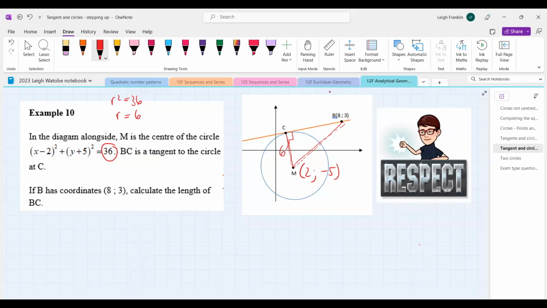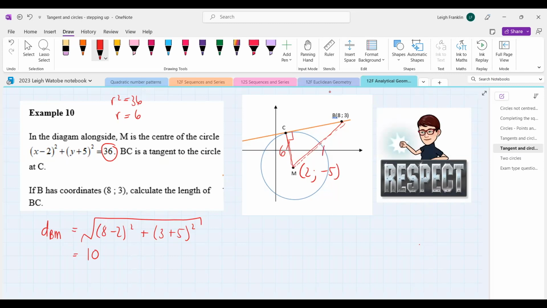So what we can do here, Matrix, is we can calculate the length of BM using the distance formula because we've got the coordinates at both points. So that would be 8 minus 2 squared plus 3 plus 5 squared. And the length of BM, you should get 10 on your calculator.